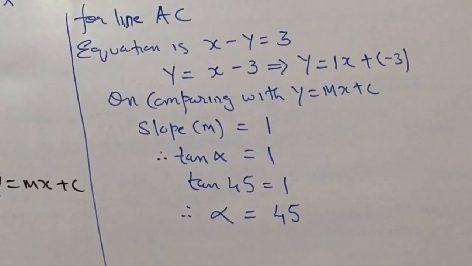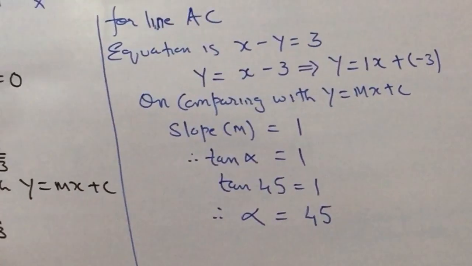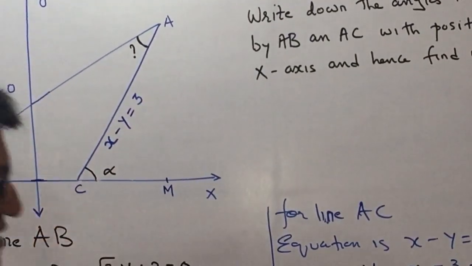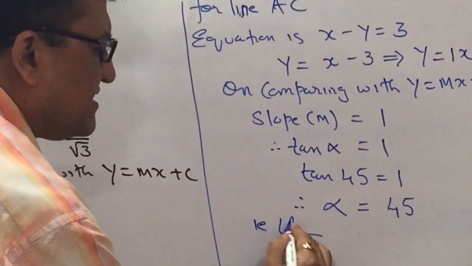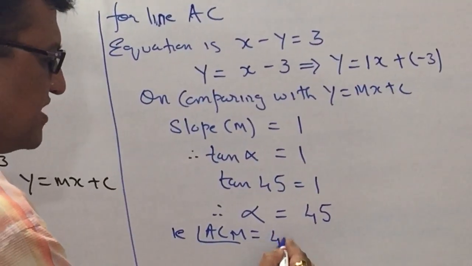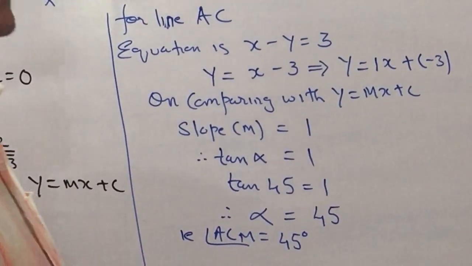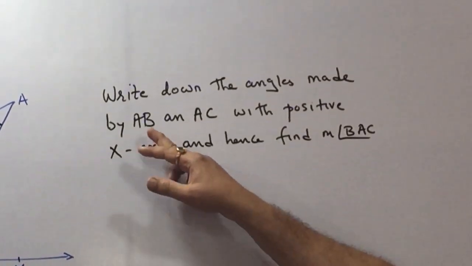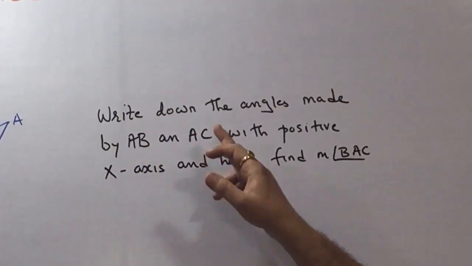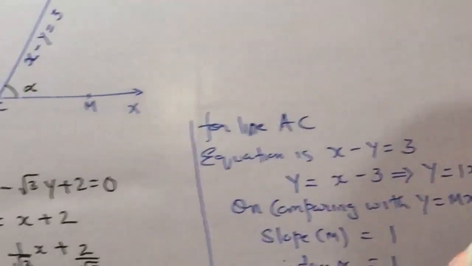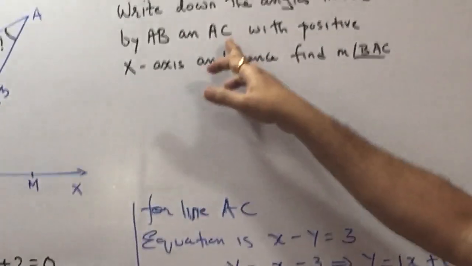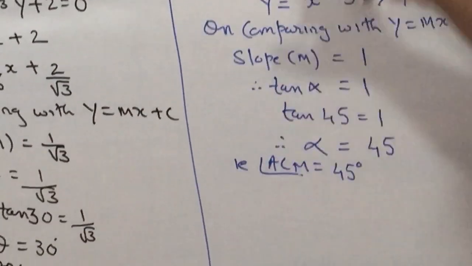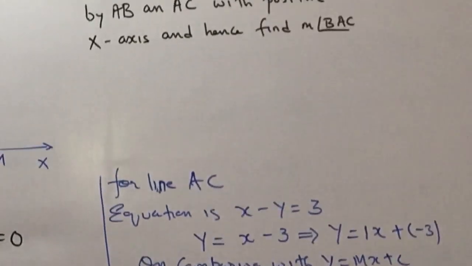Alpha is 45 degree. Now when I say alpha is 45 degree, what angle are we talking about? We are talking about ACM. That is, angle ACM is equal to 45 degree. Now children, they have asked us 3 questions. Angles made by AB and AC. So angle made by AB is 30 degree, as we have found out. Angle made by AC is angle ACM, which is 45 degree. Using these two, we need to find out measure angle BAC.